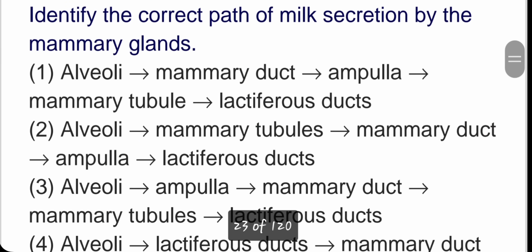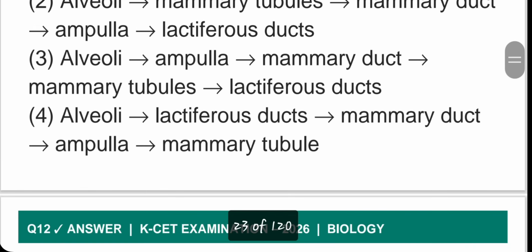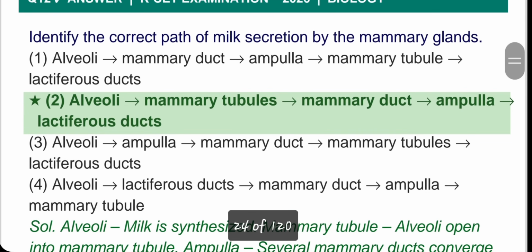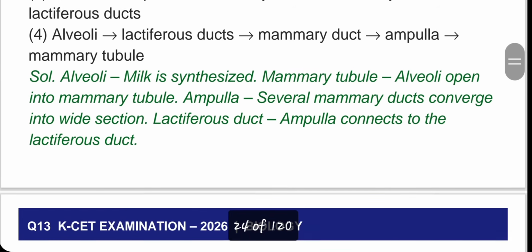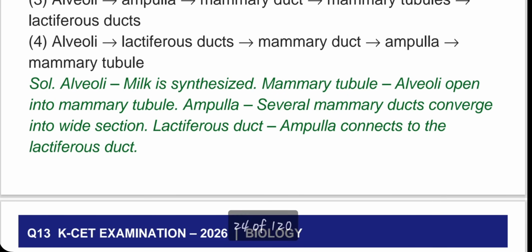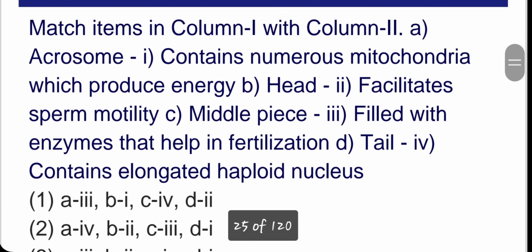Identify the correct path of milk secretion by the mammary glands. The correct path of milk secretion: alveoli, mammary tubule, mammary duct, ampulla, lactiferous ducts. So the correct option is alveoli, mammary tubules, mammary duct, ampulla. Finally, it opens through the lactiferous ducts. In the alveoli, milk is synthesized. The alveoli open into the mammary tubule. In the ampulla, several mammary ducts converge into a wide sinus, that is the ampulla. The ampulla connects to the lactiferous ducts.